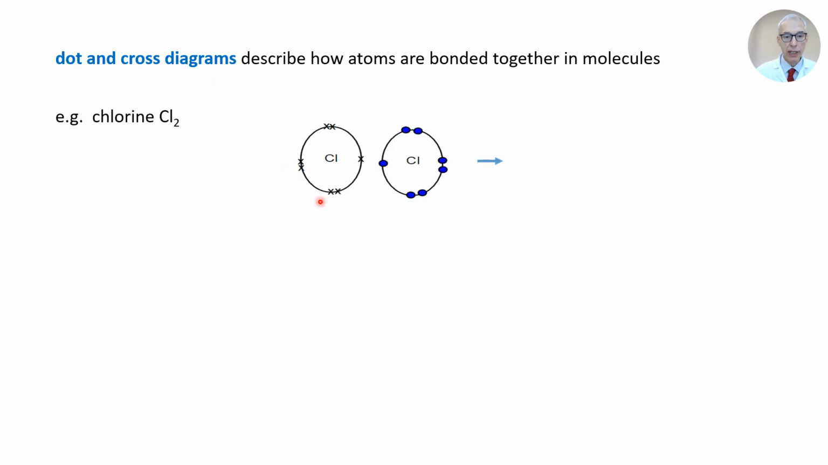Let's look at chlorine. We've got 2 chlorine atoms, both with 7 electrons in their outer shells, but we represent one atom as having its electrons as crosses and the other atom as having its electrons as dots. However, they are just electrons. Pause and draw the covalently bonded molecule Cl2. Come back to check.